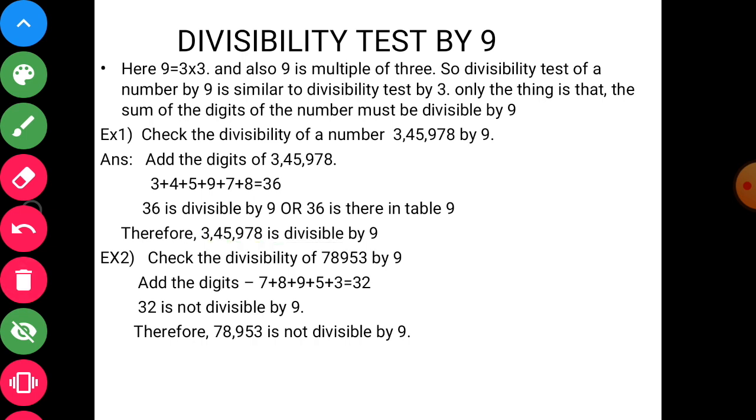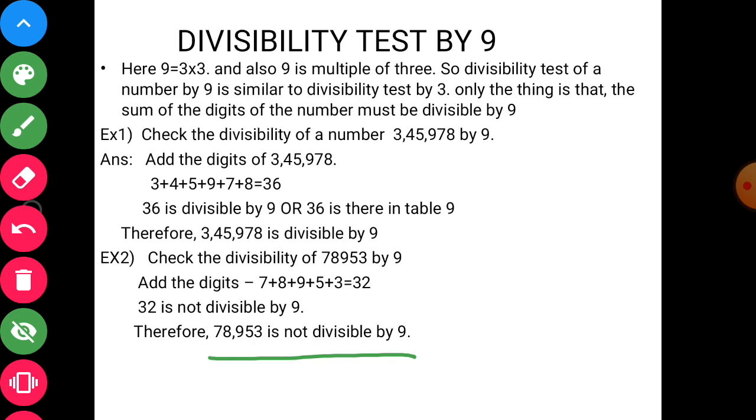Okay, now let us see another example. Check the divisibility of 78,953 by 9. Once again, add the digits of the number. How much will you get? 32. 32 is not divisible by 9, because 32 is not there in table 9. So what is your answer here? It is not divisible by 9. Here we get a remainder. That is why you have to tell that it is not divisible by 9.